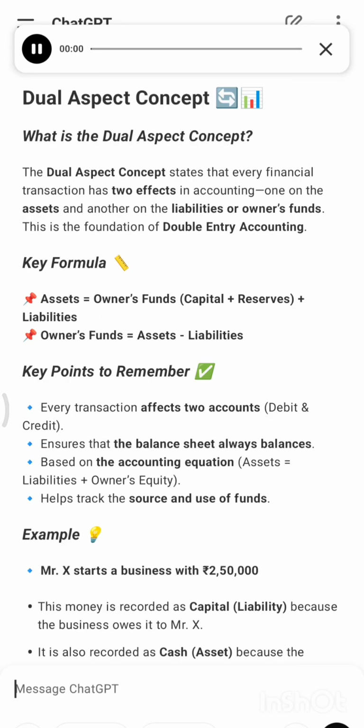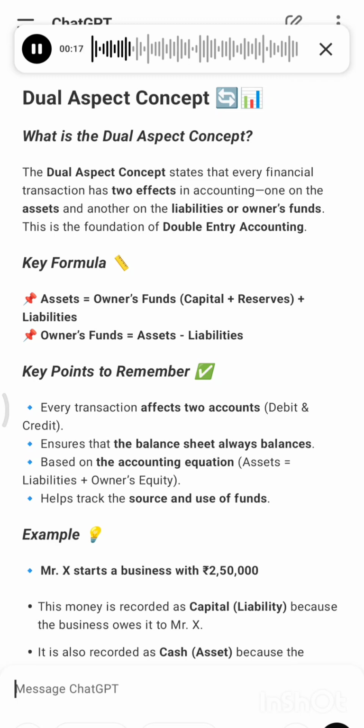Dual aspect concept. What is the dual aspect concept? The dual aspect concept states that every financial transaction has two effects in accounting, one on the assets and another on the liabilities or owner's funds. This is the foundation of double entry accounting.